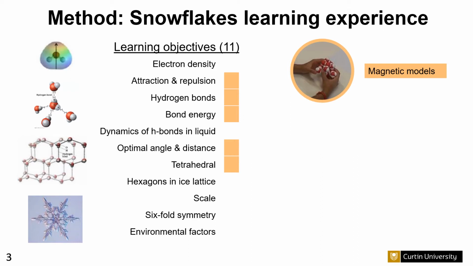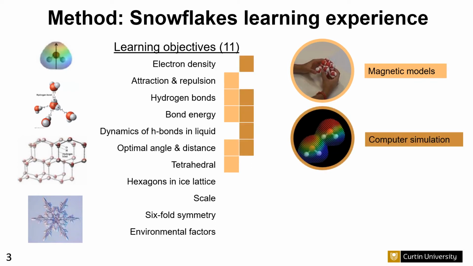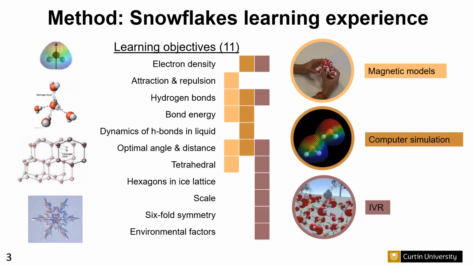Students will come as pairs and they have to work together to go through all three learning media. First, they will use a magnetic model to cover the basics before going to computer simulation and IVR. You can see here each medium covers different learning goals, and some learning goals, especially the fundamental ones like hydrogen bonds, are covered multiple times.